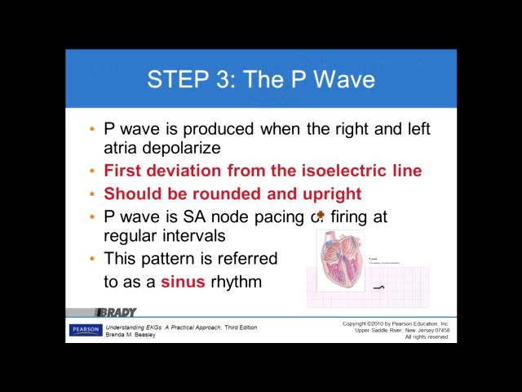Step 3, the P waves. The P wave is produced when the right and left atria depolarize, with the initiation occurring in the sinoatrial node, and both together, the right and left atria depolarize or contract. It is the first deviation from the isoelectric line, and it should be round and upright. The P wave is the SA node pacing or firing at regular intervals. This pattern is referred to as a sinus rhythm. So we're going to identify things that we consider to be sinus by the upright P wave associated with all the QRS complexes.